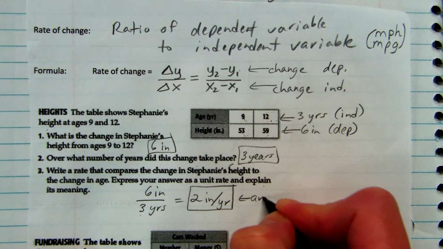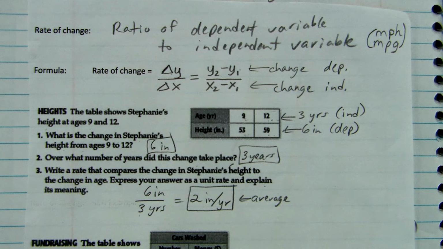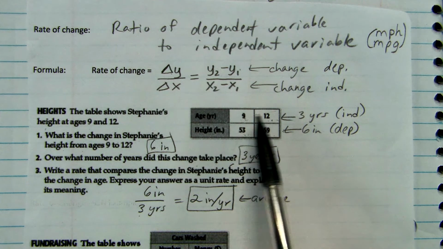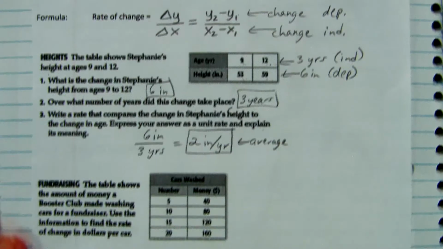Now, did she actually grow exactly 2 inches every year, do you think? No. No, but this is an average rate of change or an overall rate of change from 9 to 12. We didn't worry so much about what happened in between, but on average she grew 2 inches per year. A lot of things in real life aren't going to be in a perfect pattern, but you can come up with something close. Okay, so that's our first example.